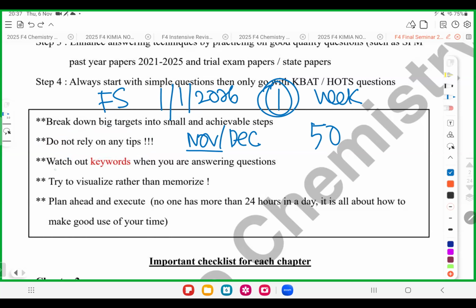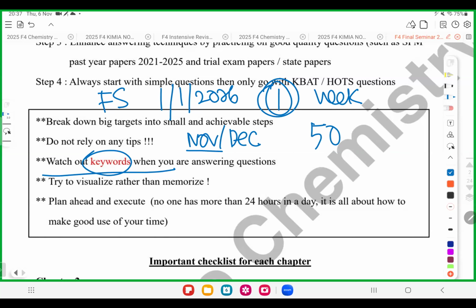Okay, next one. When you're answering questions, keywords are important. I'm not sure whether you guys know this or not. Among the 3 science subjects, chemistry, physics, and biology, chemistry is the one that is super particular on keywords. Physics is the one most lenient in terms of keywords. So that's why in chemistry, sometimes you write a super long answer, but you don't get the marks that you wanted because the keyword is not there.